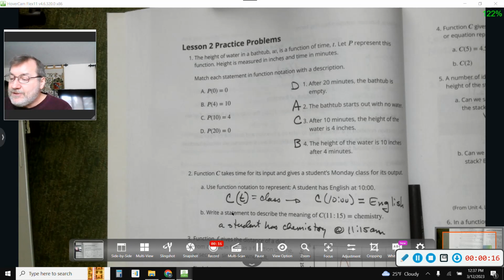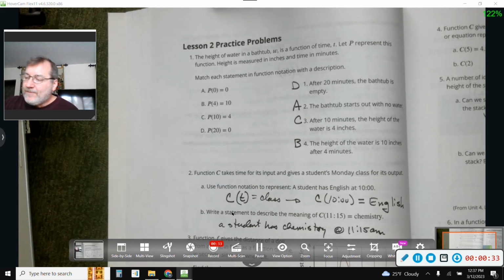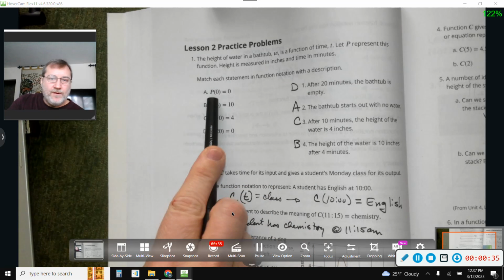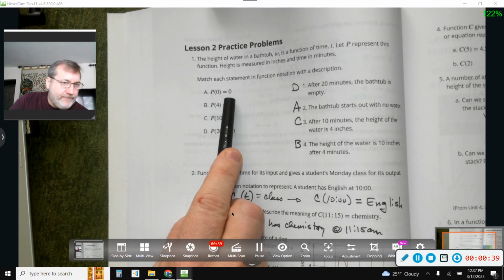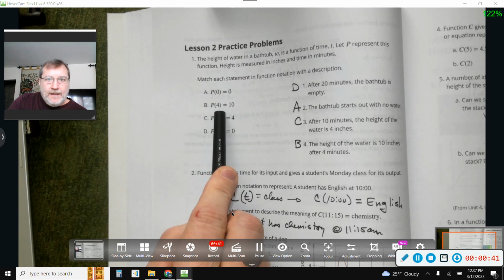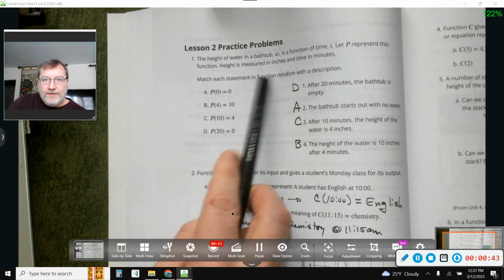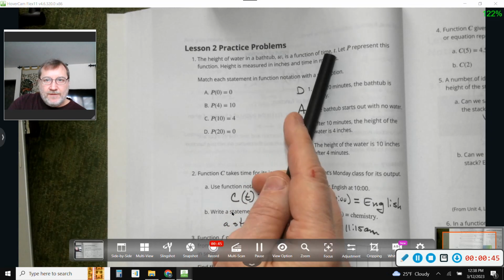So on lesson 2 it says number 1, the height of water in a bathtub, W, is a function of time. Let P represent this function. Height is measured in inches and time is in minutes. All right? So what did they do here? Well, they said P, the height of the water that's in there, at 0 is equal to 0. All right, which means that what? You started at empty. And P at 4, again 4 is time, function of time.